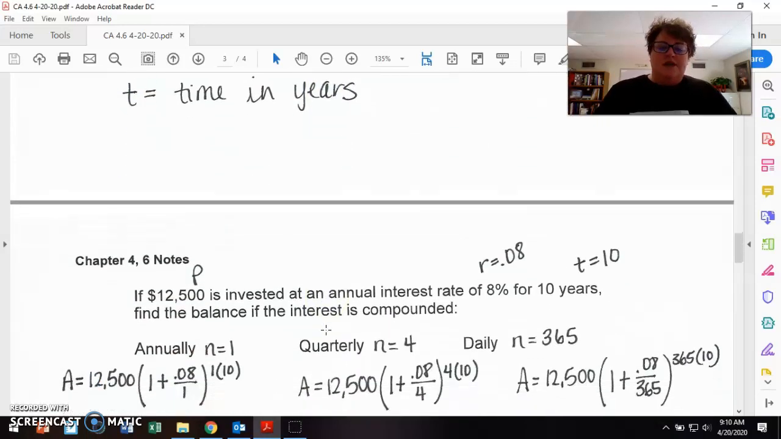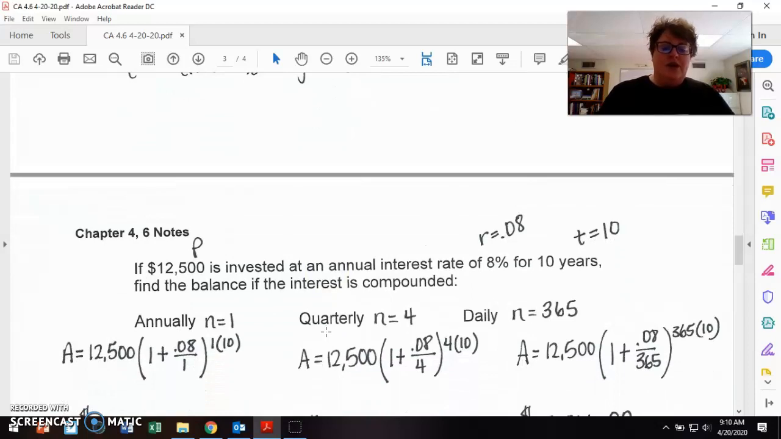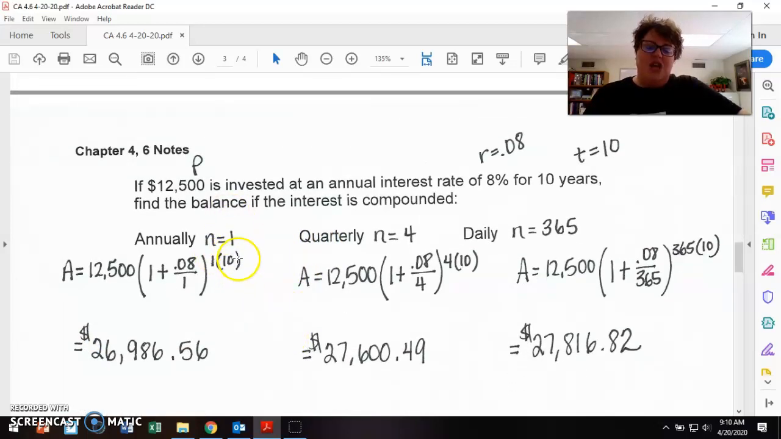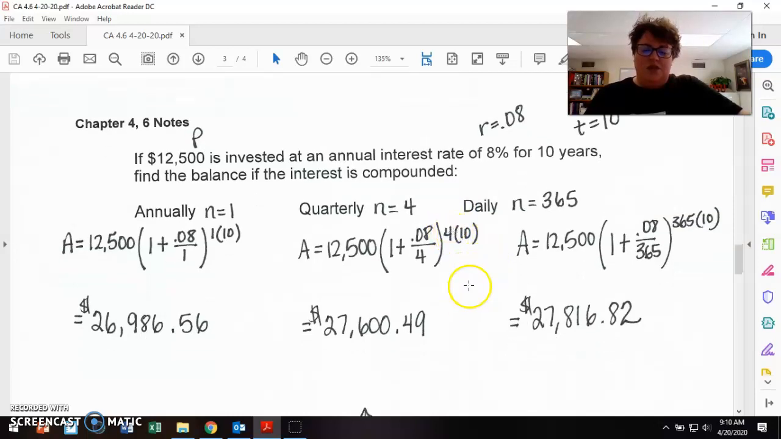So here's an example where we're going to see the difference between annually, quarterly, and daily, which one you want your bank to do. We're investing the same amount of money at an interest rate of 8%. So that means our r is 0.08 and our t is 10 years. The difference in these formulas is going to be your n. In this case, n is 1 because it's annually. Quarterly is 4 times a year, and then daily is 365. So you can see how those formulas change. Then you put them into your calculator, and you end up getting these three values.